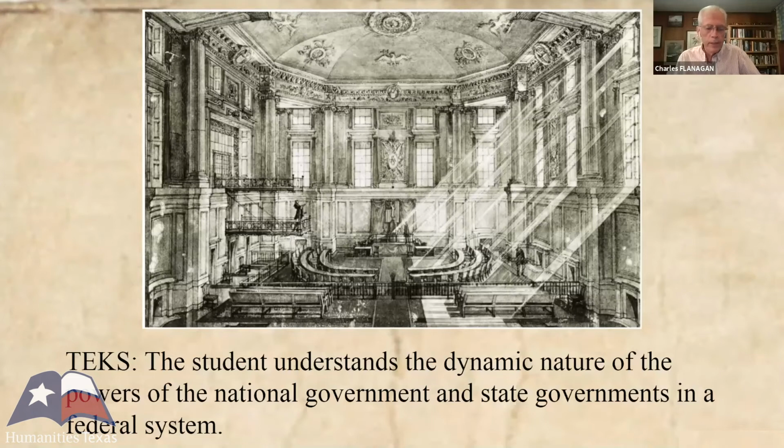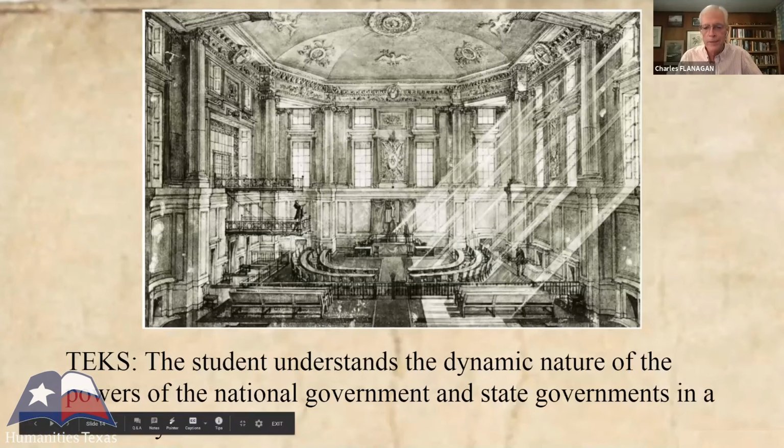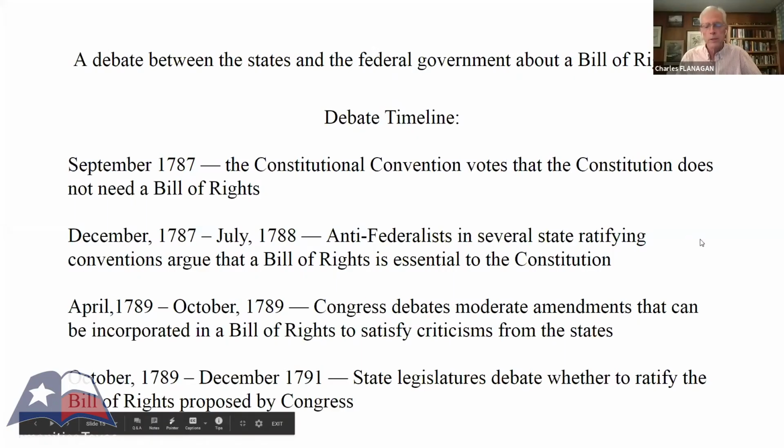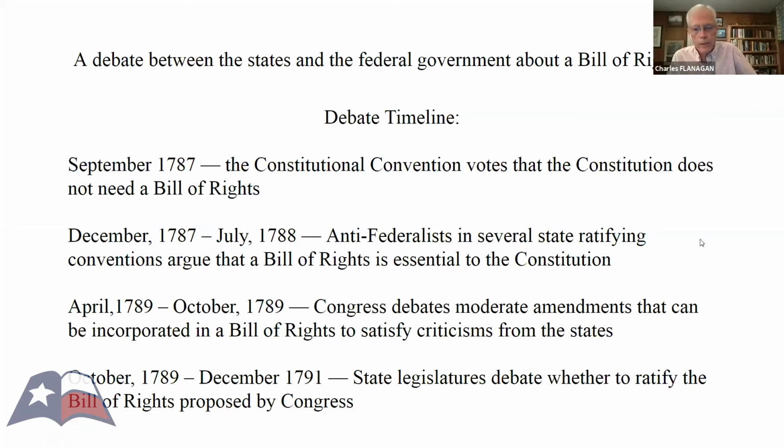Well, the next TEK recommendation is that the student should understand the dynamic nature of powers of the national government and the state governments in a federal system. And the way you can get at this is just by thinking about the chronology, the debate timeline. In September of 1787, the Constitutional Convention voted that the Constitution did not need a Bill of Rights.